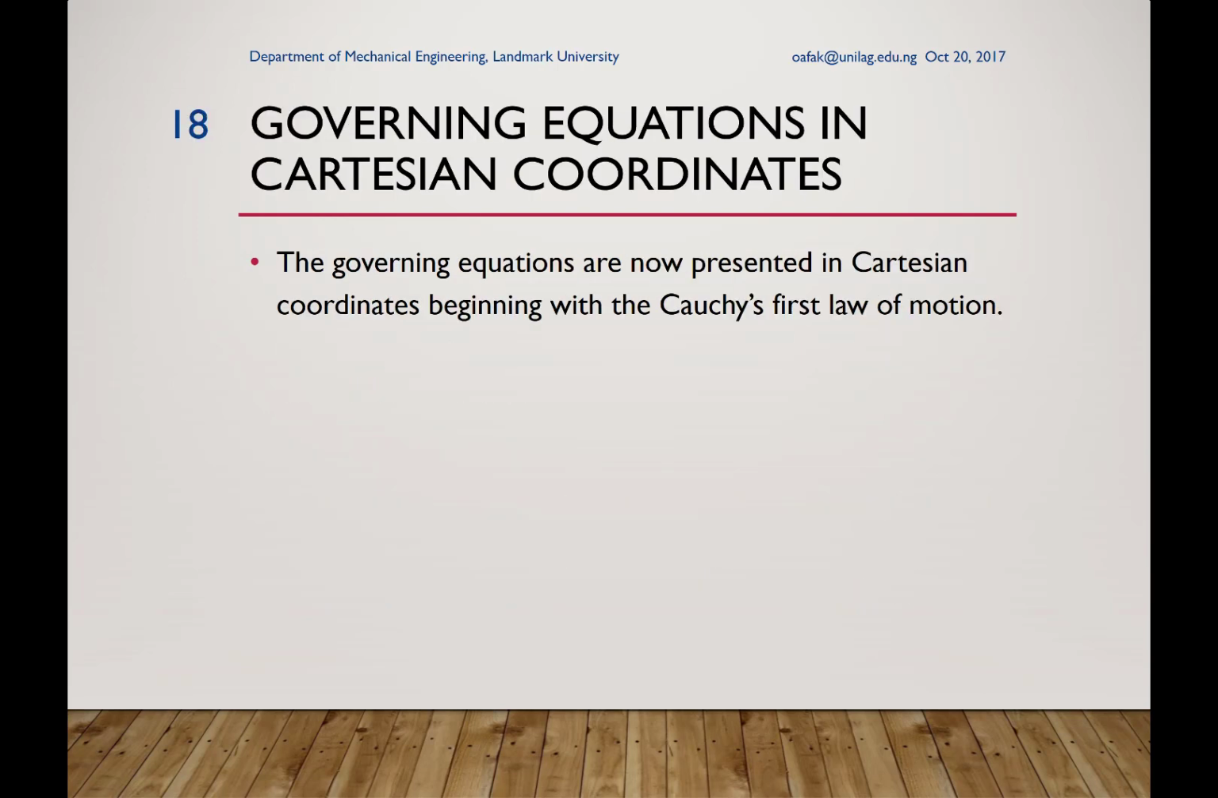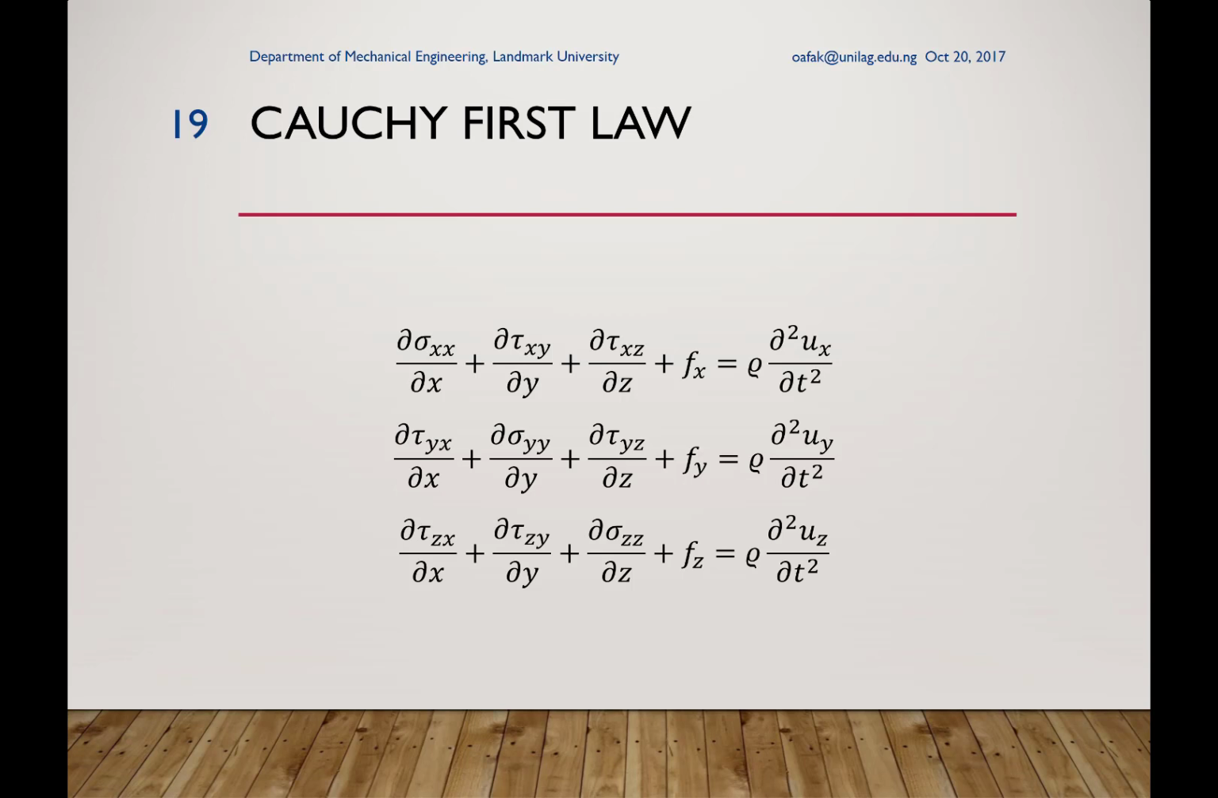The governing equations in Cartesian coordinates. First, this is the Cauchy's first law. Here is what we need: these are the expressions of the divergence of the stress tensor in the x coordinate. This is the same divergence of the stress tensor in y coordinate, and this is the divergence of the same stress tensor in the z coordinate. And these are the body forces in x, y, and z coordinates, and these are density times acceleration in those 3 coordinates. So you have 3 equations from the Cauchy's first law.